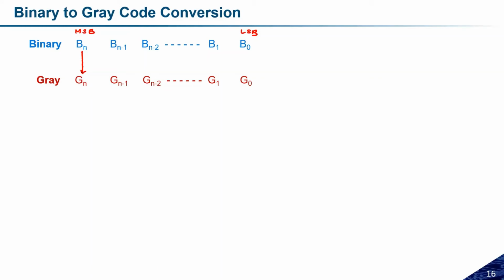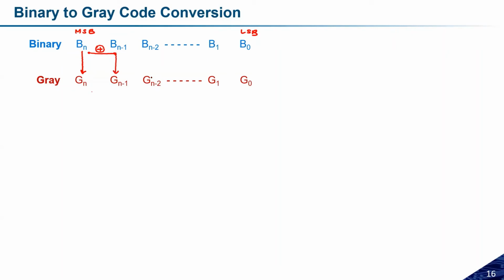Second thing, now how will I calculate Gn minus 1? It is not like I just have to replicate each and every bit, otherwise it will become the binary one. So I have to take the most significant bit and the next most significant bit, like Bn and Bn minus 1, and perform some operation between them, and that operation is XORing. I have to XOR Bn and Bn minus 1, and the result will be reflected as Gn minus 1.